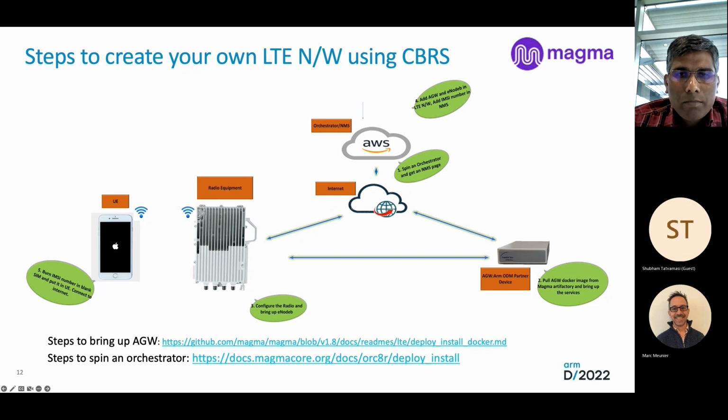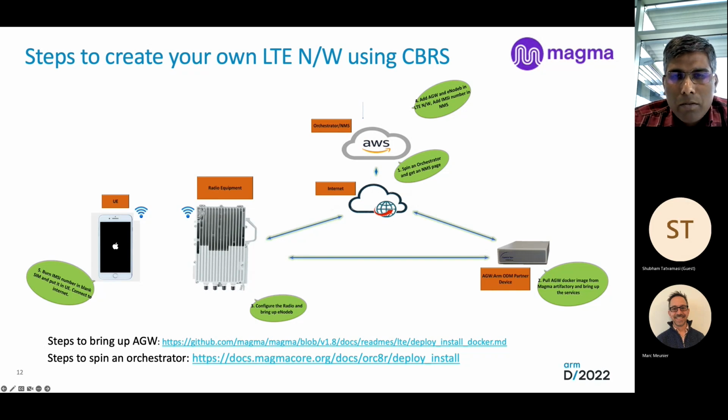So what is step one? Step one is to spin up an orchestrator and get an NMS page. NMS is Network Management System. So how to spin up this orchestrator? I have provided the link at the bottom. You can follow the steps as mentioned in that link.